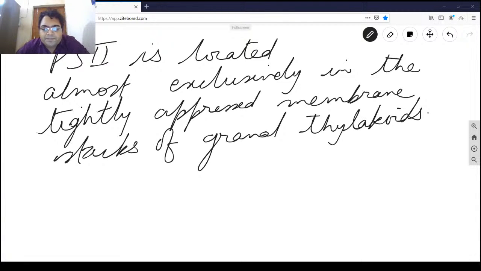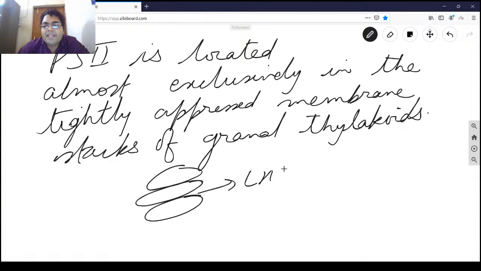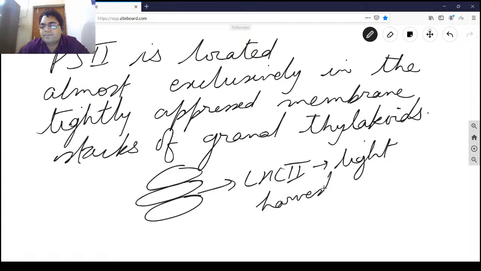Then PS2 and its associated light harvesting complex, LHC2, the light harvesting complex protein, mediates the tight association of adjacent membranes of the grana, because grana has many membranes like this, so they are associated by LHC2, light harvesting complex 2, specific proteins. Nothing but these are proteins, LHC2.